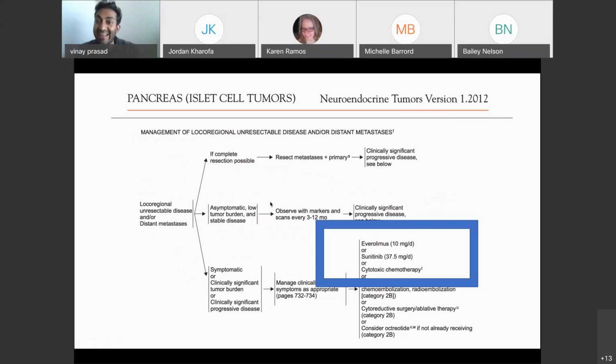So the NCCN, they don't waste any time at all. They quickly threw in everolimus and sunitinib right there in the algorithm. It is an option. We have options, and now we have some new options, and it's a targeted treatment option. I didn't tell you, but of course, Pfizer's drug sunitinib was also up at the same ODAC. They both made it based on PFS.